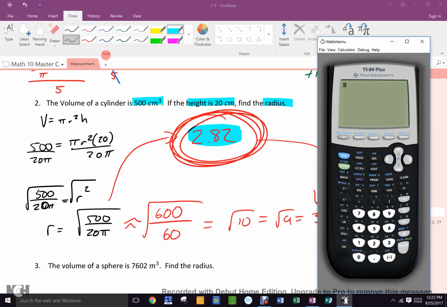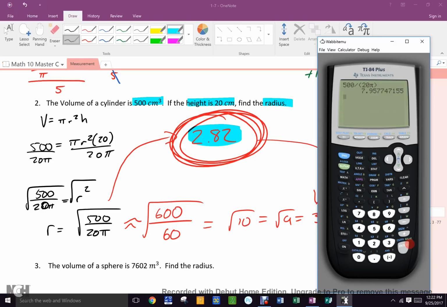20 pi. Anytime you have more than one math operation, you want to use brackets. So on your calculator, you will need to push 500 divided by bracket 20. Now I can just go 20 pi. You might need to go 20 times pi. I don't know about your machine. Close brackets, hit enter. And then you should all see 7.95, do you?